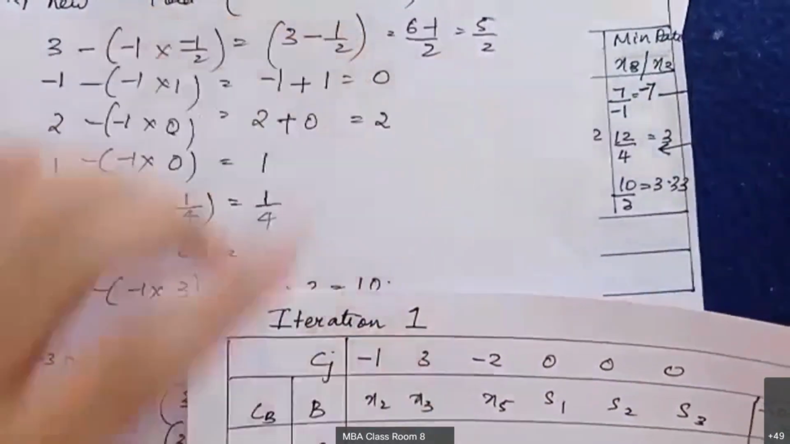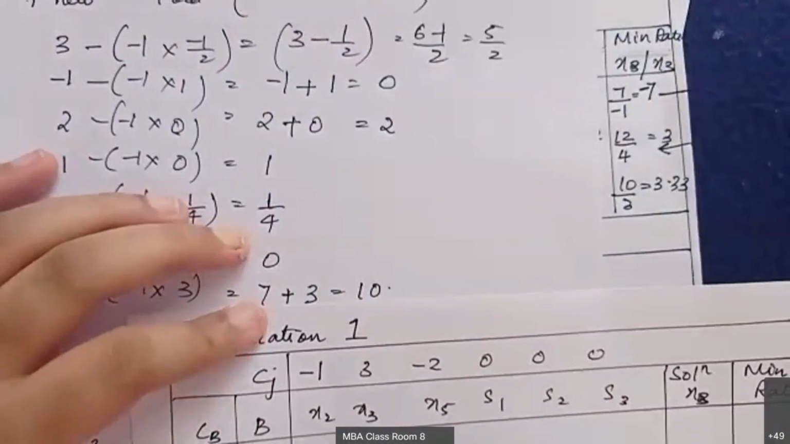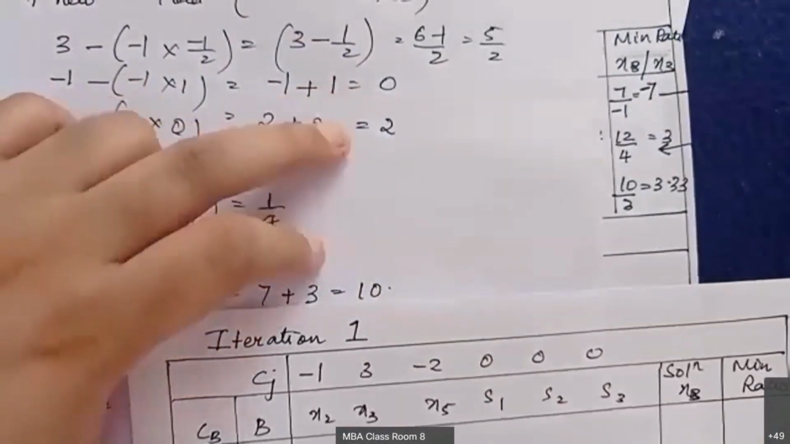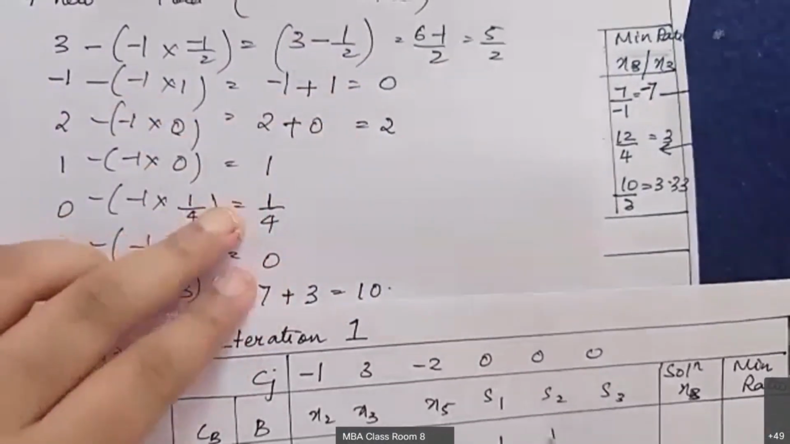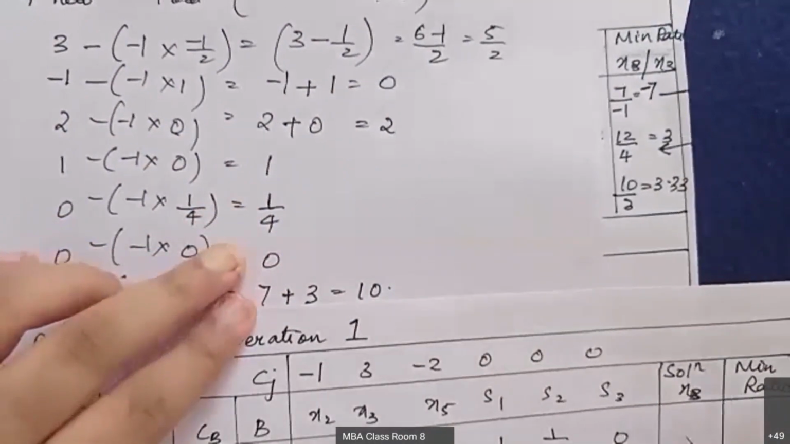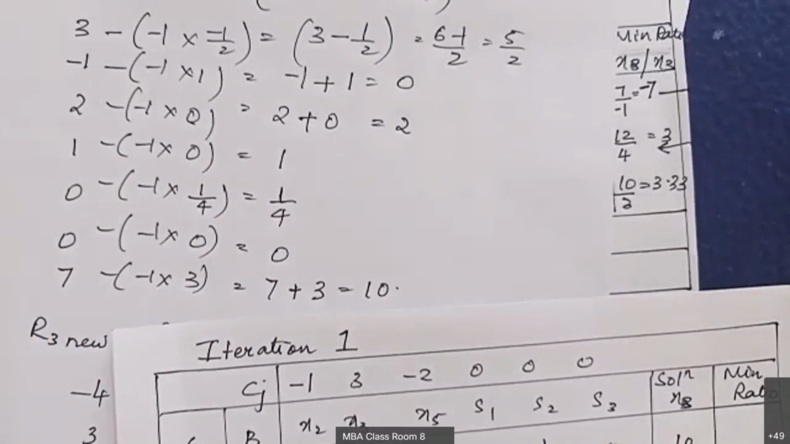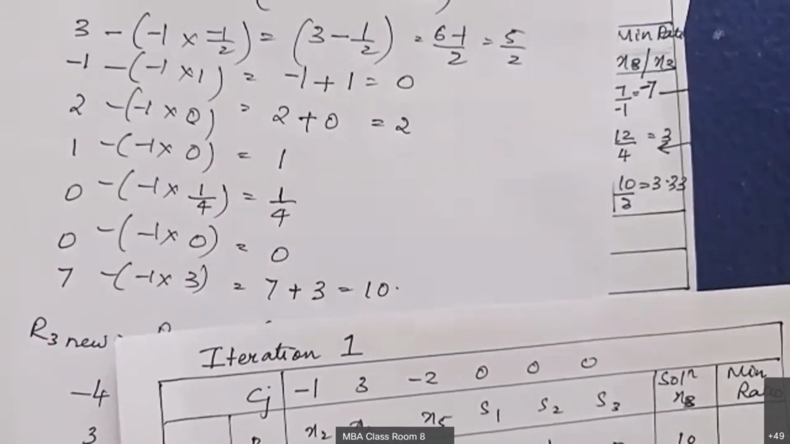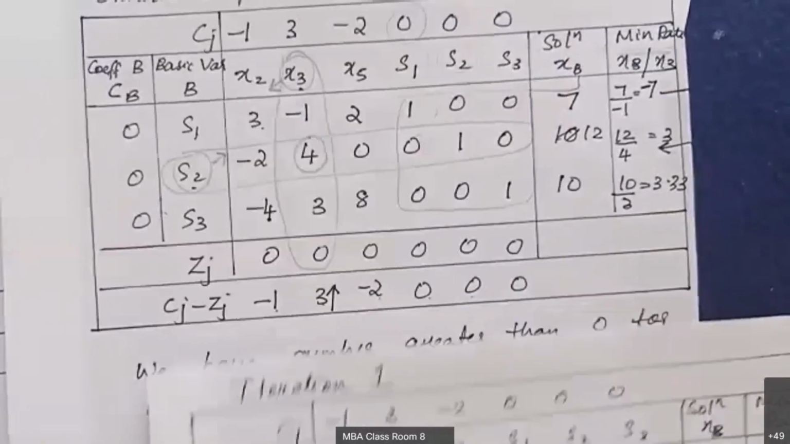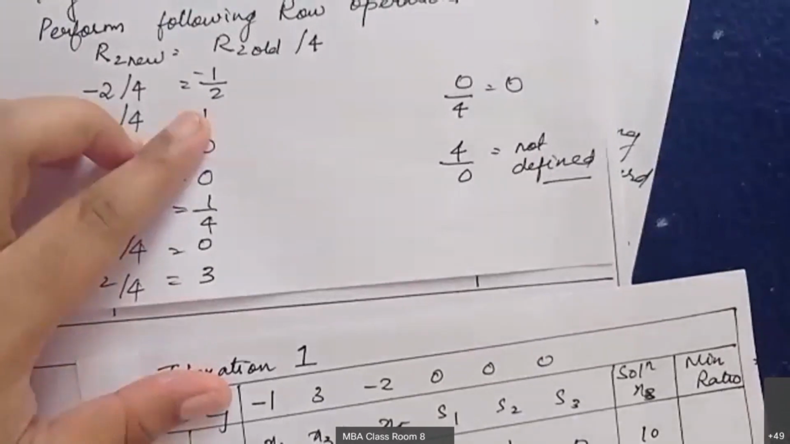Okay, so here we have R1 new is equal to 5 by 2. Just tell me the values. 5 by 2, 0, 2, 1, 1 by 4, 0 and 10. Okay, so I have written all the values there. Next we have R2 new. R2 new is our key row. Okay, key row operations we have done over here. Just writing down the values.